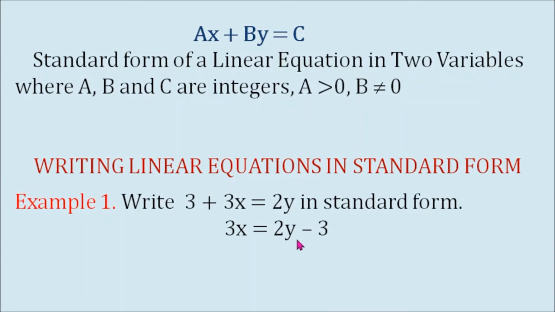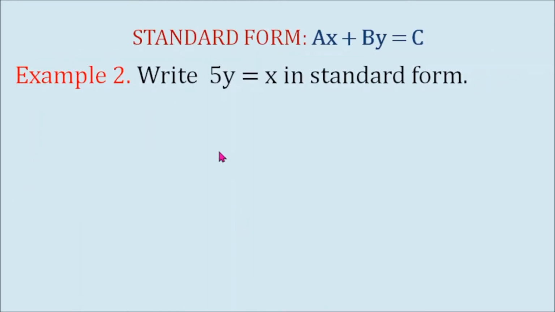And this 2y here should be on the left side of the equation. So to do that, we are going to subtract 2y from both sides of the equation. So we have 3x minus 2y equals negative 3. So this is our answer. Example number 2. Write 5y equals x in standard form. Now again, all the terms with variables should be on the left side. So to move x to the left side, we are going to subtract x from both sides of the equation.